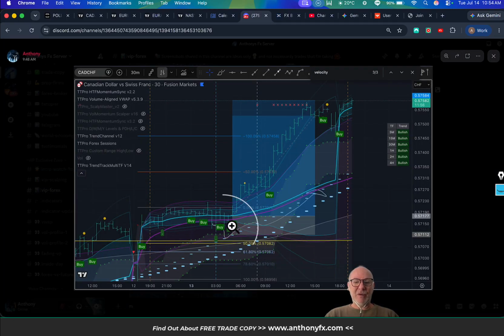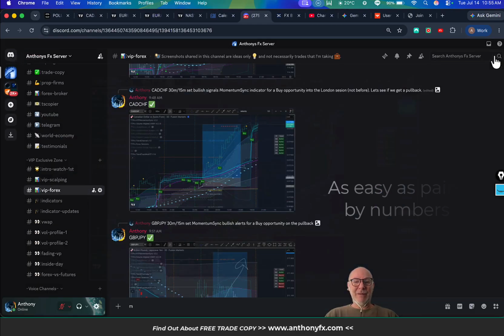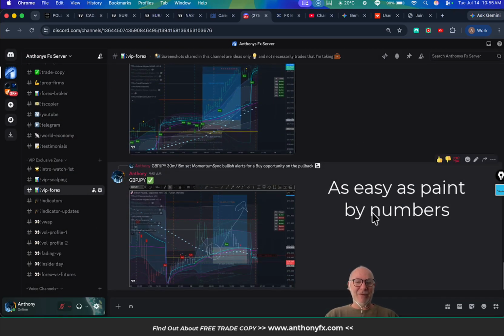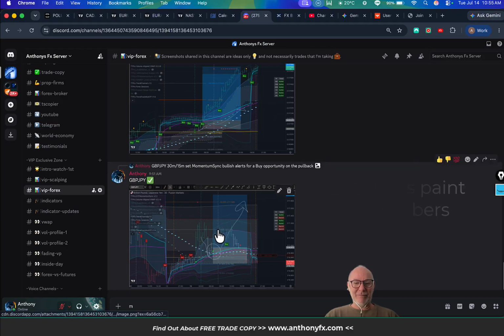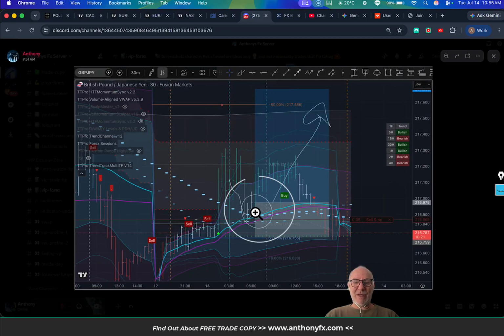CAD Swiss, wait for the buy signal, take the trade. Doesn't get any easier than this. This is paint by numbers. Okay, wait for the buy or the little green triangle and take it. There's the green triangle. That's what we were looking for. The arrow was the idea. Wait for the next green signal and take that trade.